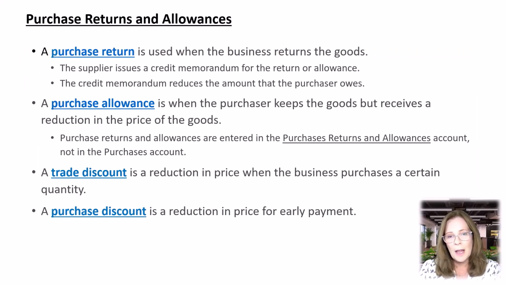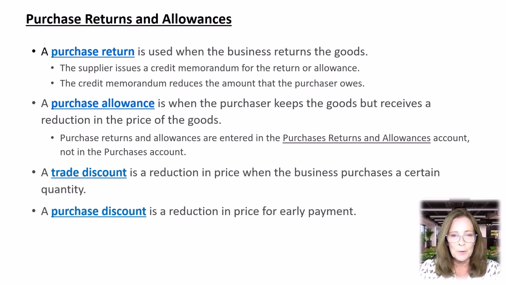When merchandise arrives, it is inspected to verify that the correct products were received and that they're in acceptable condition. Occasionally, however, goods may be damaged, defective, or different from what was ordered. A purchase return occurs when the buyer sends the merchandise back to the supplier. In response, the supplier issues a credit memorandum, which reduces the amount the purchaser owes.